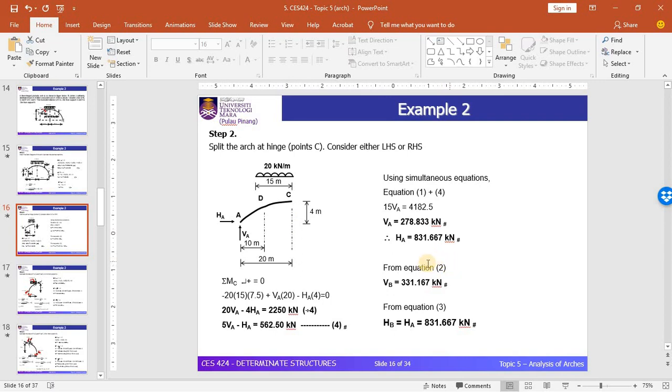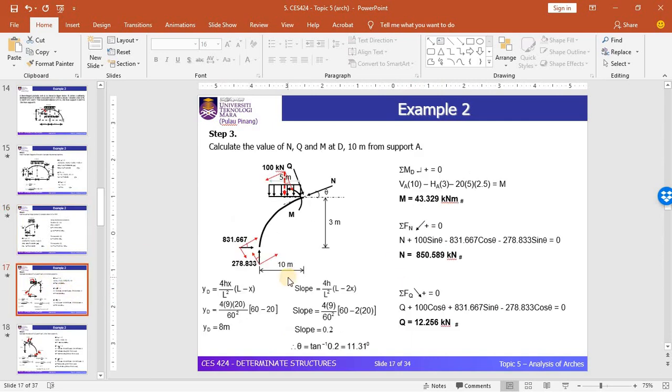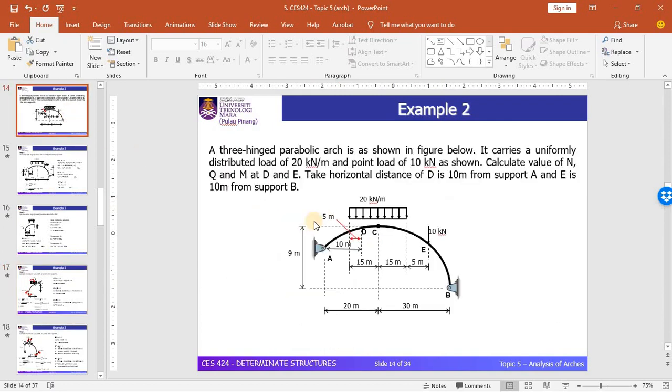Then by applying equation 2, we solve for VB, and further applying equation number 3, we solve for HB and HE. Next, you can continue to solve the internal forces at the specific points. Based on the equations, you need to solve the internal forces at joint D and at joint E. So let's look at joint D first.